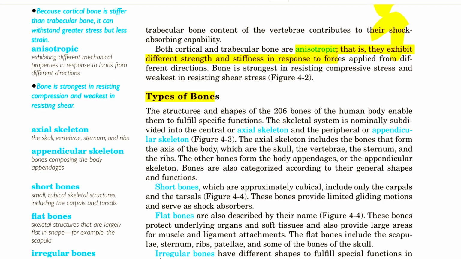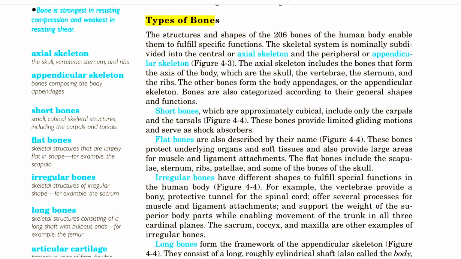The axial skeleton, your skull, vertebrae, sternum, and ribs, is the mid portion of your body, the portion that is near your midline. But bones are also categorized according to their general shapes, and this category includes four major types: short bones, flat bones, irregular bones, and long bones. We can discuss every bone type one by one today.